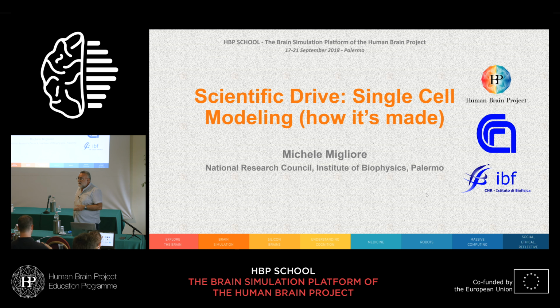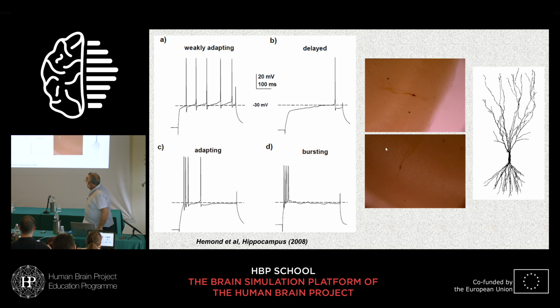When I say realistic, I mean something that you can compare directly with experimental data. Traces, features, behavior, and things like that. So let's start from the beginning. Suppose that you want to model a cell.